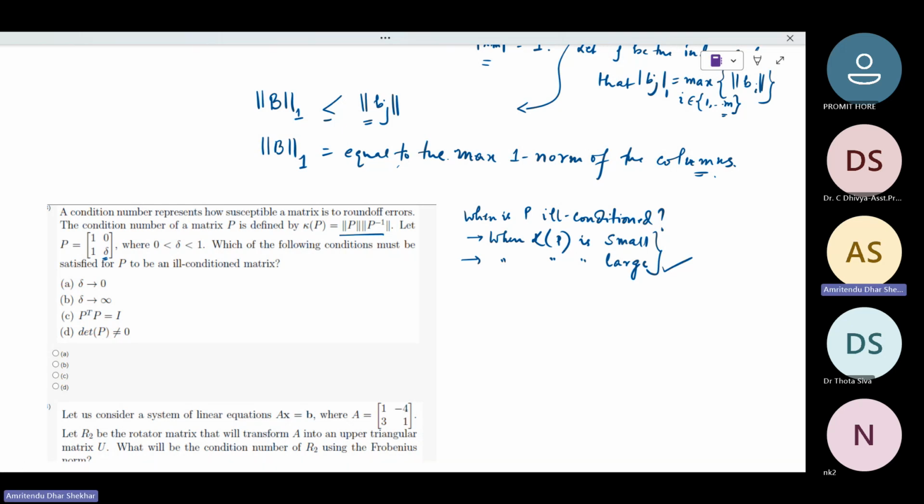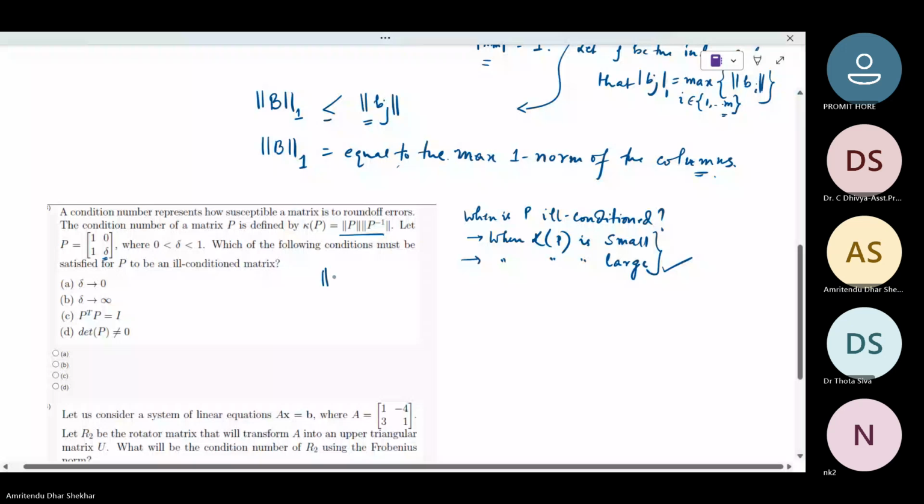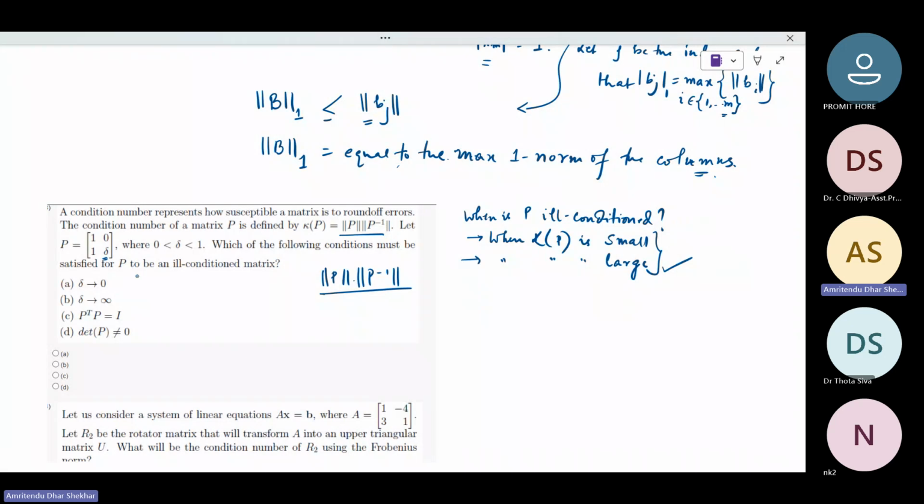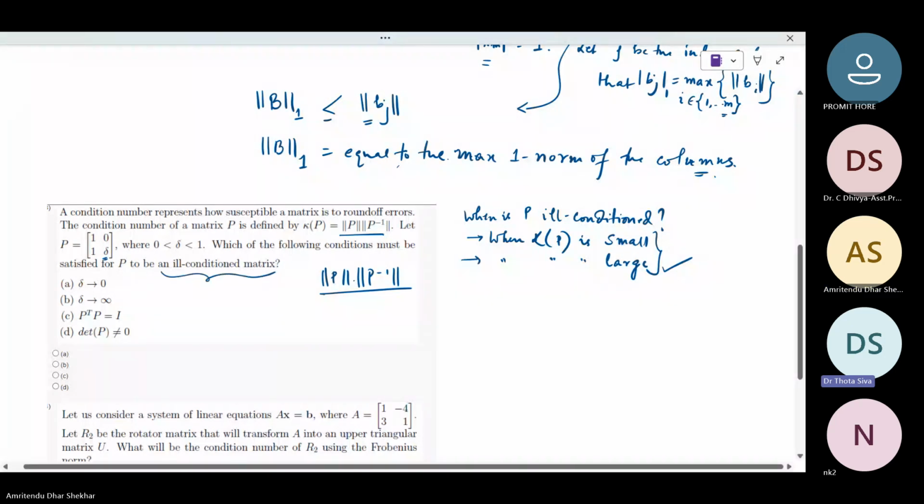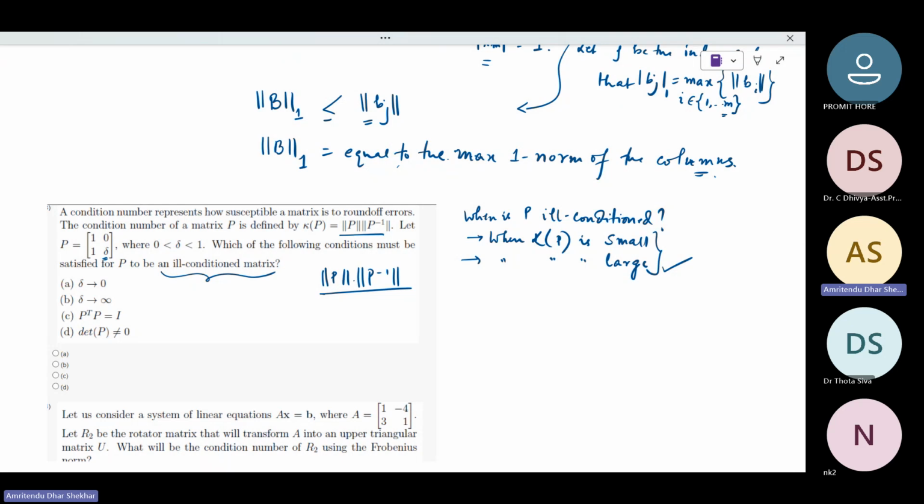Now they don't mention what norm you should take. Don't worry about the choice of the norm. These norms are all in some sense equivalent to each other. So you can go with the one norm, and you can try to compute P and P inverse. Can we use infinity norm to calculate the condition number? Yeah, I think you can use the infinity norm.